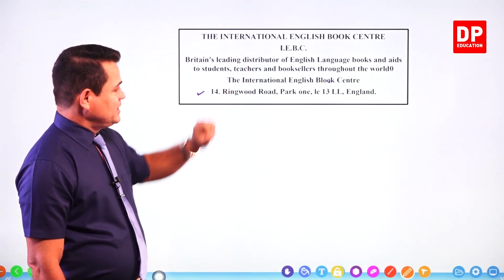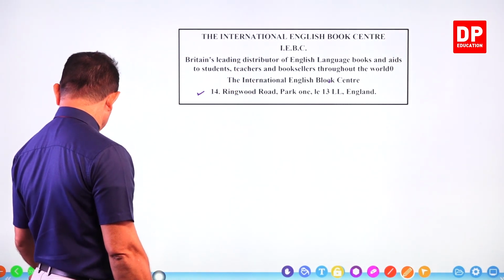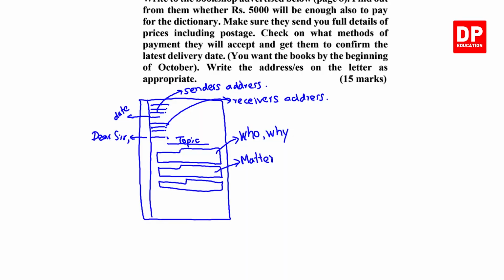Then we can write in this part. Here, in the opening, what can you include? Tell that you saw the advertisement. According to the advertisement, or with reference to the advertisement you published, right?